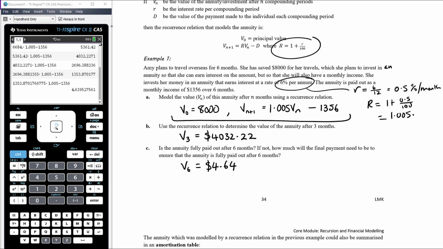So it's not fully paid out. We haven't withdrawn all the money. There's still $4.64 left in there. Not fully paid out after 6 months. So we wouldn't leave our $4.64 sitting in the account for another month to earn 6%, or well, not even that, 0.5% of that. It's not really worth it. So we would just withdraw that with the 6th payment.